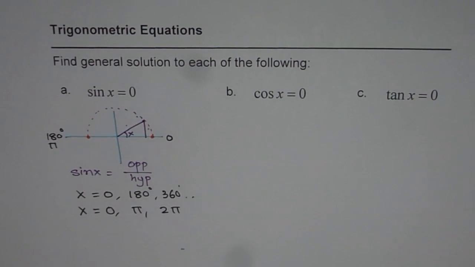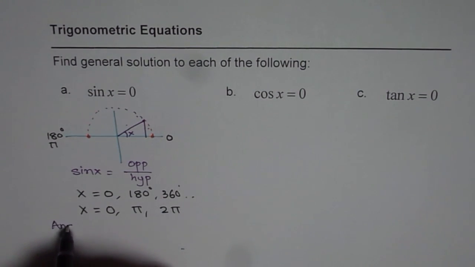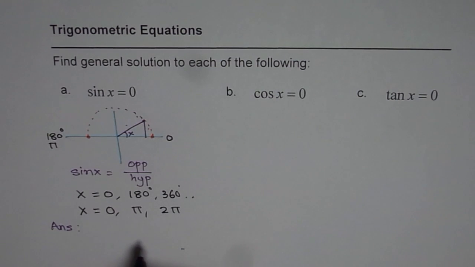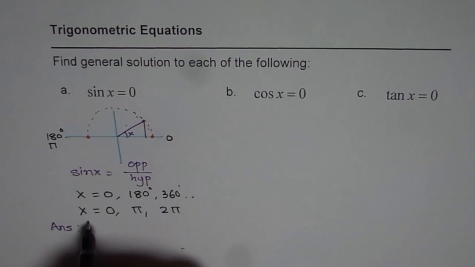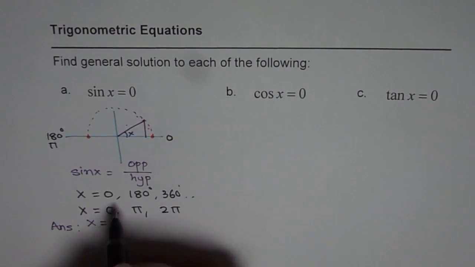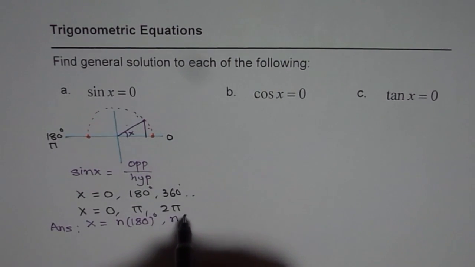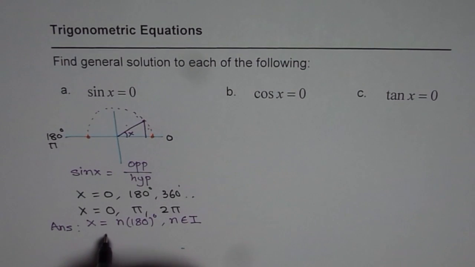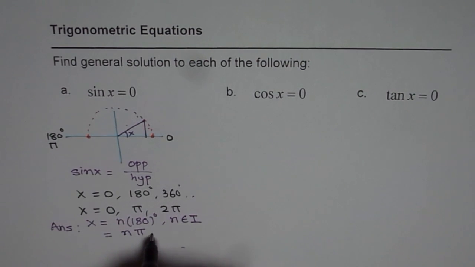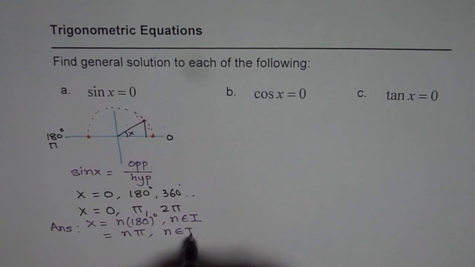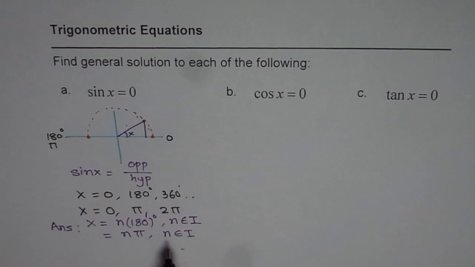So general solution could be written as, for both radians and degrees, I will write down the answer. x equals to n into 180 degrees, where n belongs to integers. Or we could write this as x equals to n pi, where n belongs to integers. Here, this answer is in radians. I hope you understand and appreciate it, right?